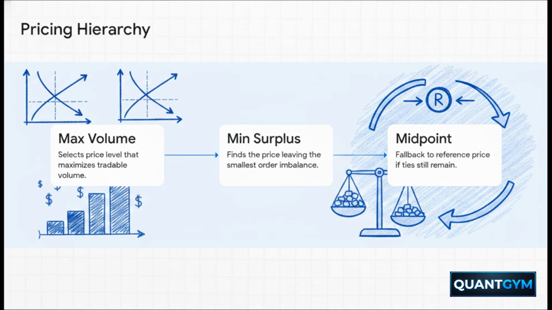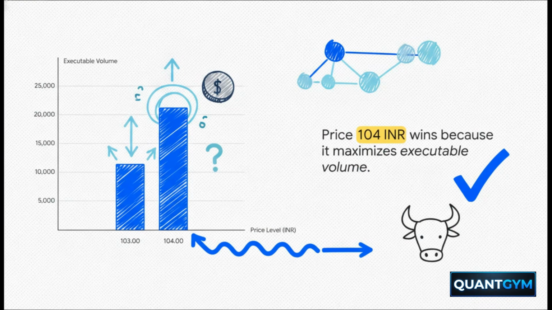First, it looks for the maximum executable volume. If there happens to be a tie there, it steps down to the minimum surplus rule, looking for the price that leaves the smallest imbalance of unmatched orders. And if by some crazy chance it's still tied, it systematically steps down again to a midpoint resolution fallback, designating a prior reference price as the final equilibrium. Let's move on and see how this builds using some real order book data.